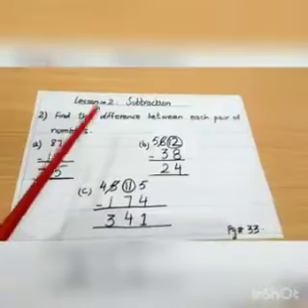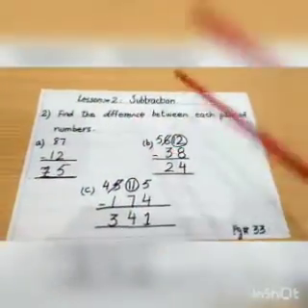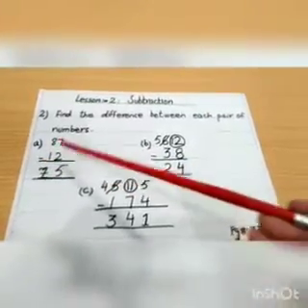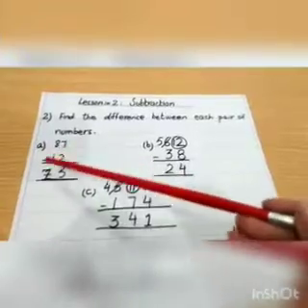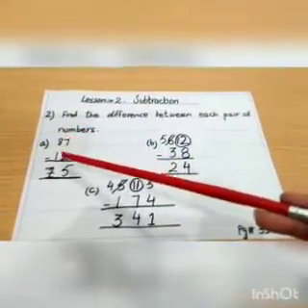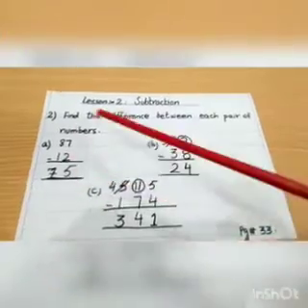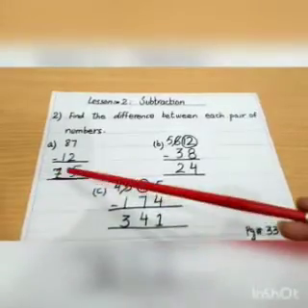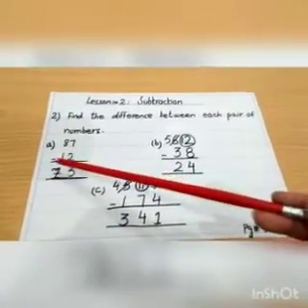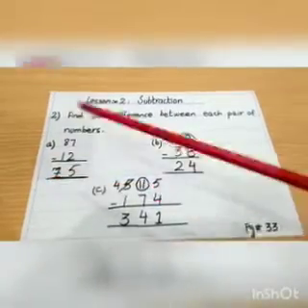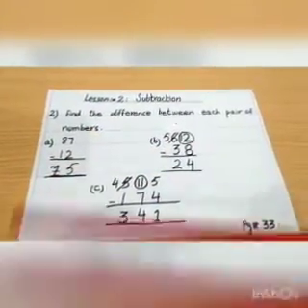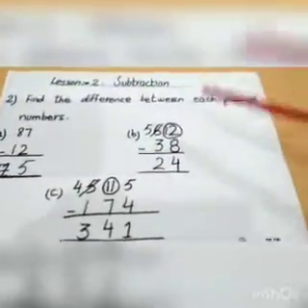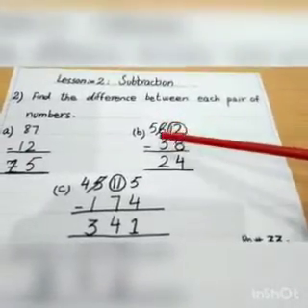Question number 2. Find the difference between each pair of numbers. Part A. 87 minus 12. You can see 7 minus 2 is equal to 5. 8 minus 1 is equal to 7. The difference between 87 and 12 is 75.